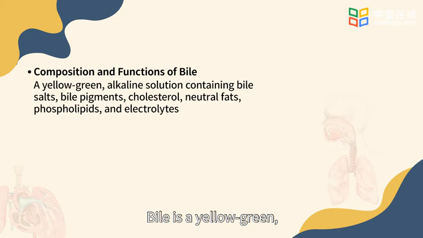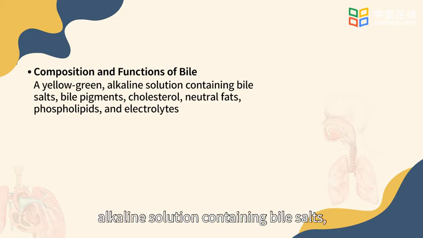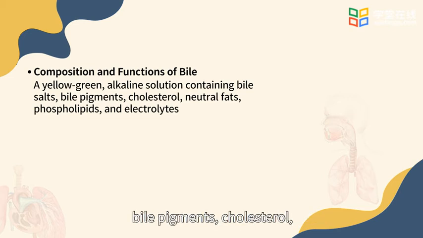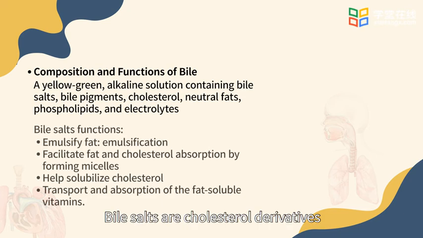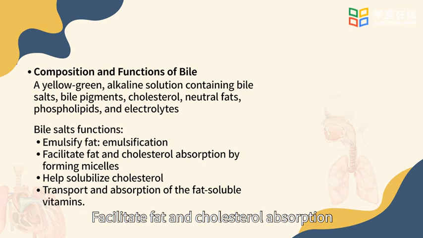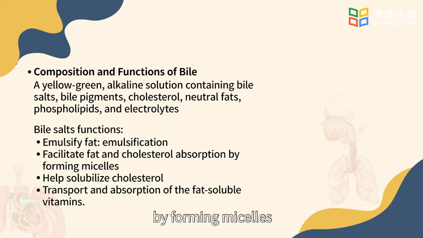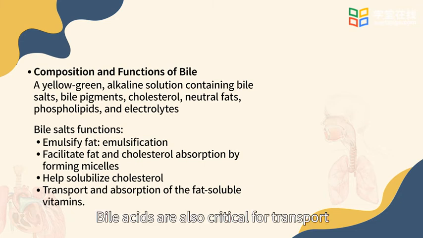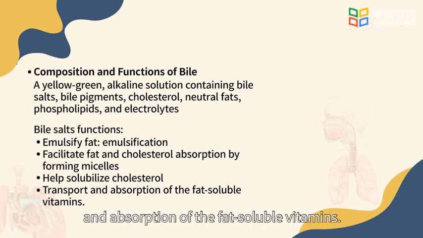The composition and functions of bile. Bile is a yellow to green alkaline solution containing bile salts, bile pigments, cholesterol, neutral fats, phospholipids, and electrolytes. Bile salts are cholesterol derivatives, and they emulsify fats and facilitate fat and cholesterol absorption by forming micelles. They also help solubilize cholesterol. Bile acids are also critical for transport and absorption of the fat-soluble vitamins.